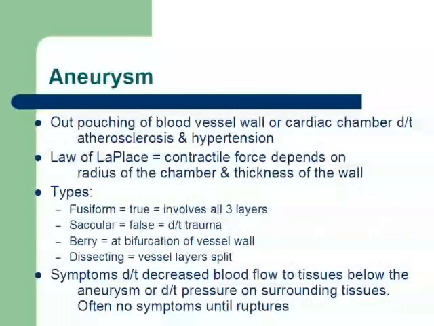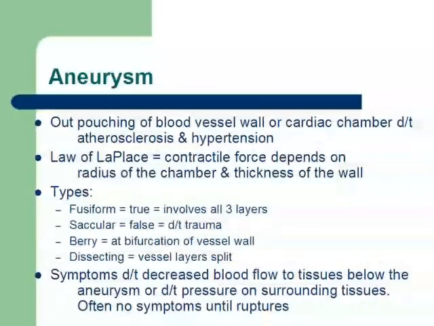Aneurysm formation is something else that might occur. Now, outpouching of a blood vessel wall or a cardiac chamber is what an aneurysm is, and it's due to atherosclerosis and hypertension. The law of Laplace says that the contractile force depends upon the radius of the chamber and the thickness of the wall. If you have a decreased radius and increased thickness, you're going to have an increase in force, so an increase in stretch of the wall. The radius is decreased with atherosclerosis, and over time, hypertension causes trauma to the vessel wall, making the walls thicker.